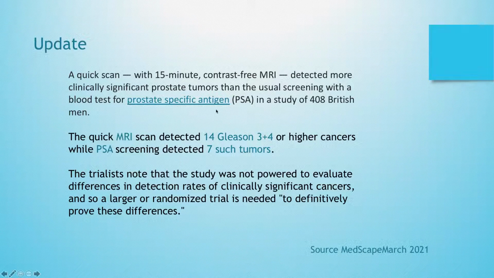So this is a little update. I got a sidebar with the mammo. There is now a quick scan, a 15-minute contrast-free MRI. It detected more clinically significant prostate tumors than the usual screening in a study of 408 British men. With the quick MRI scan, they found 14 Gleason 3 to 4 or higher, and PSA only discovered 7. However, that was a small study, but things keep changing.